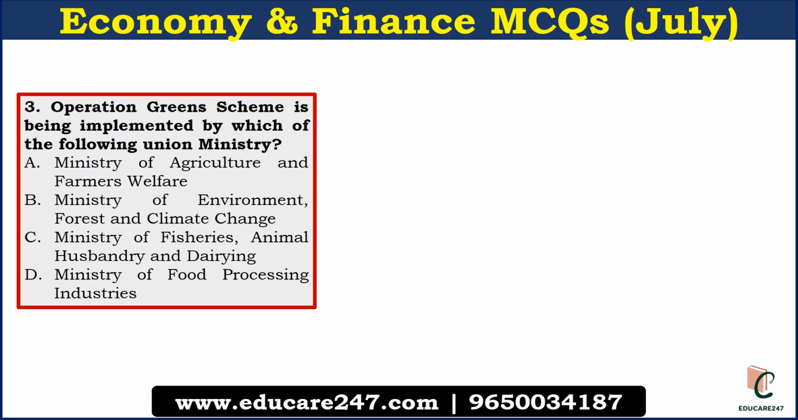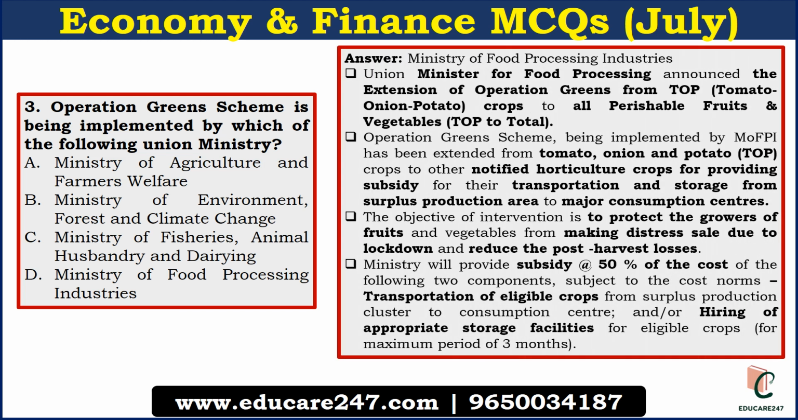The next question is, Operation Greens scheme is being implemented by which of the following union ministry? The answer is Ministry of Food Processing Industries. Recently, Union Minister for Food Processing announced that Operation Greens will be extended to all perishable fruits and vegetables. Currently, this scheme is applicable for top crops, tomato, onion and potato. Now, all the notified horticulture crops will be included under this scheme, and subsidy will be provided for the transportation of goods from surplus production area to major consumption center and for storage as well.